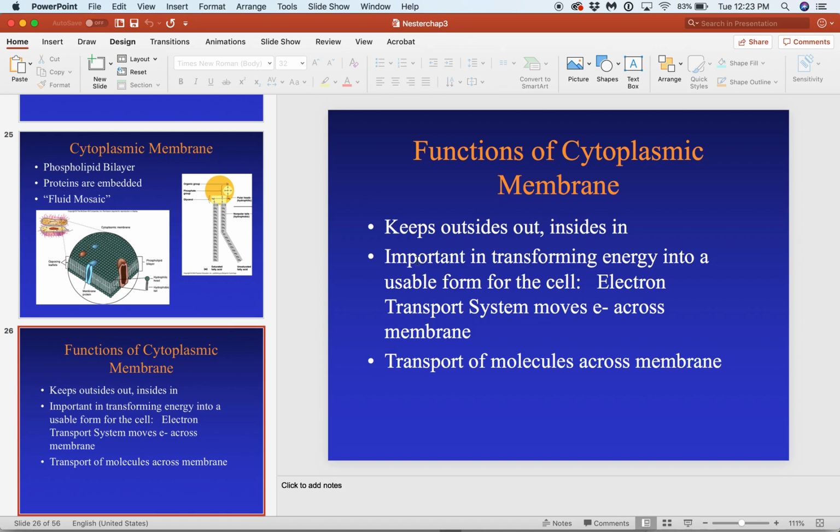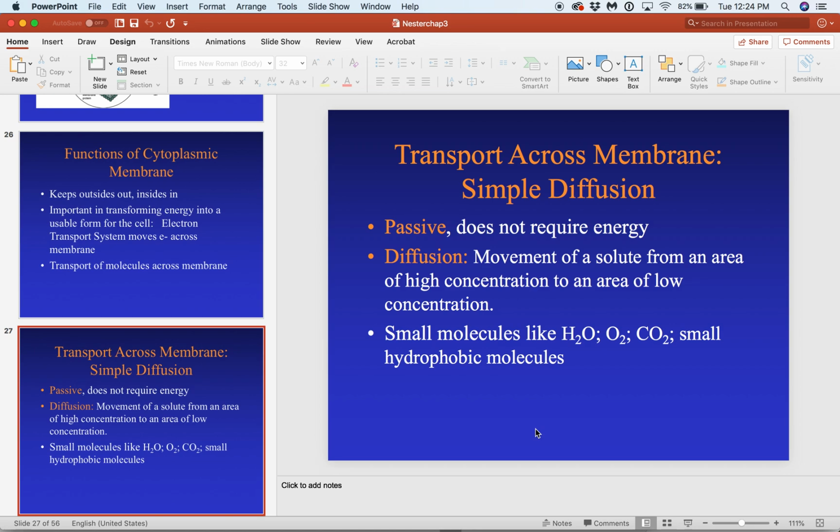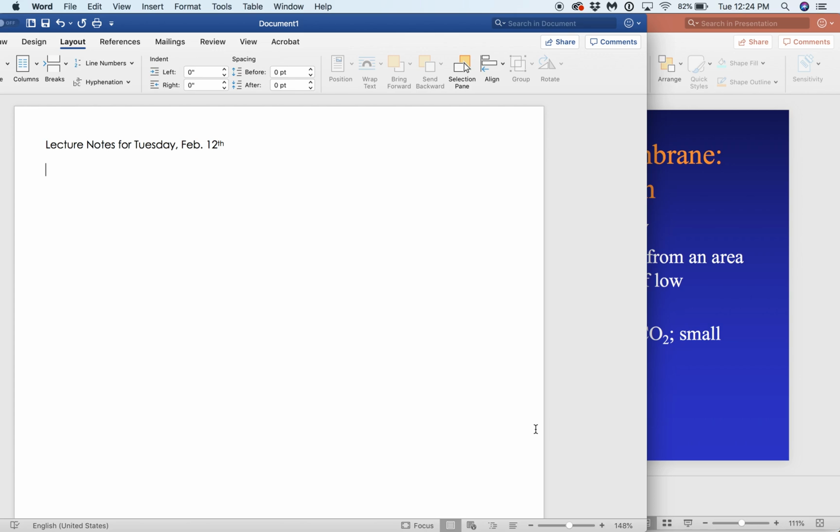Oops, I see a typo here. Oh, no, that's not a typo, that's fine. All right, and transport of molecules across the cell membrane. So, here we go. Transport across the membrane can be passive or active. Let's write a note about this. Transport across cell membrane.